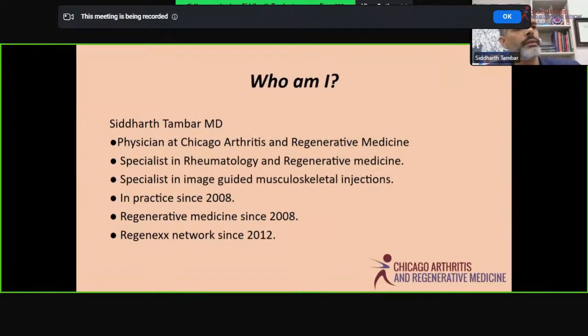A bit about who I am. My name is Siddharth Tambar, physician here at Chicago Arthritis and Regenerative Medicine, specialist in rheumatology and regenerative medicine, specialist in image-guided musculoskeletal injections. In practice since 2008, involved in regenerative medicine since 2008, and within the Regenix Network, which is the largest organization of affiliated physicians working in regenerative medicine since 2012.